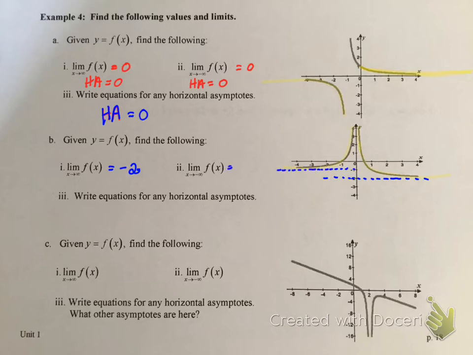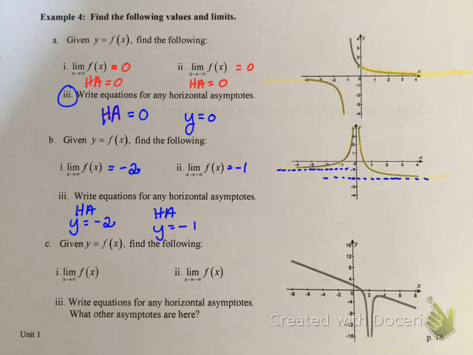So I'm going to put -1. Write an equation for any horizontal asymptotes. Okay, so my horizontal asymptote, I can say y equals -2, and there's another horizontal asymptote, y equals -1. And by the way, I'm going to go back up to part A for part 3 here, and I'm just going to write y equals 0.